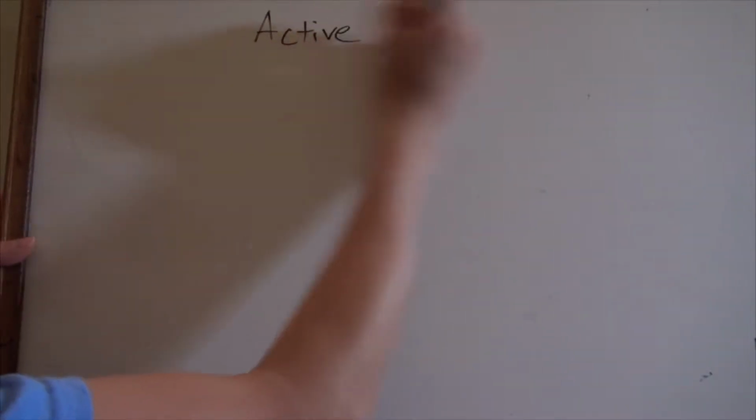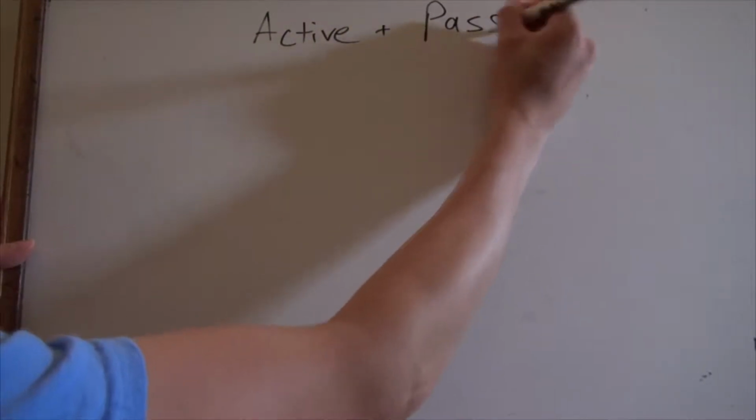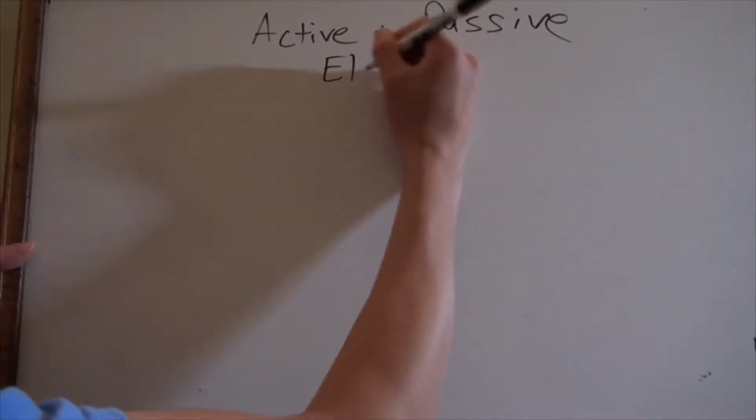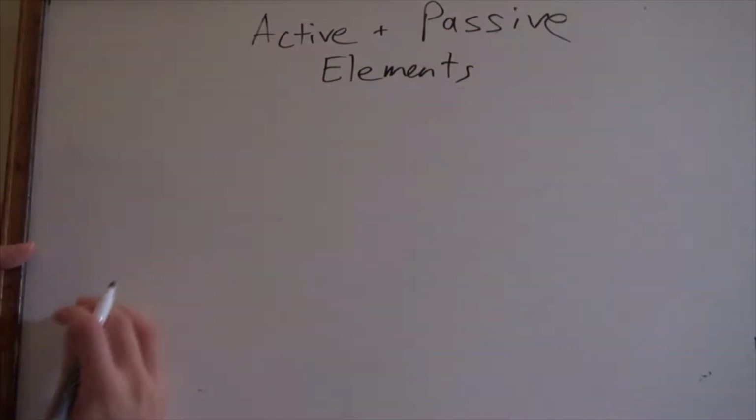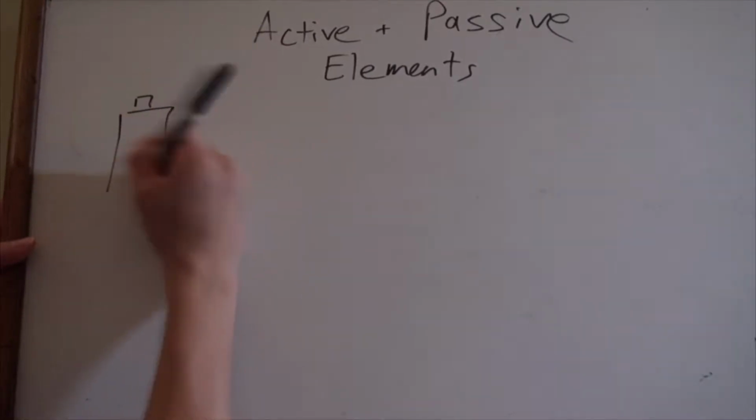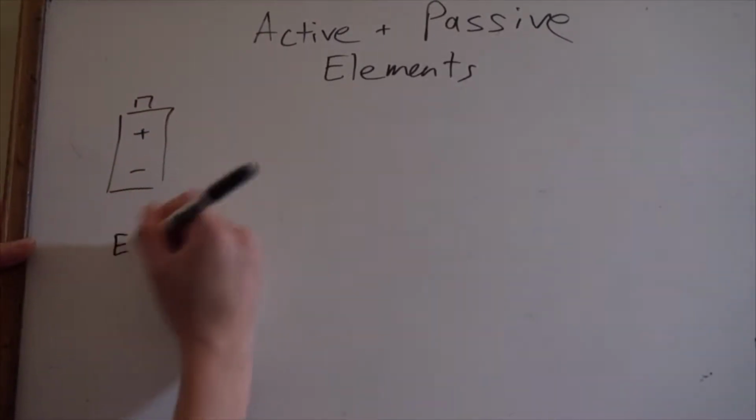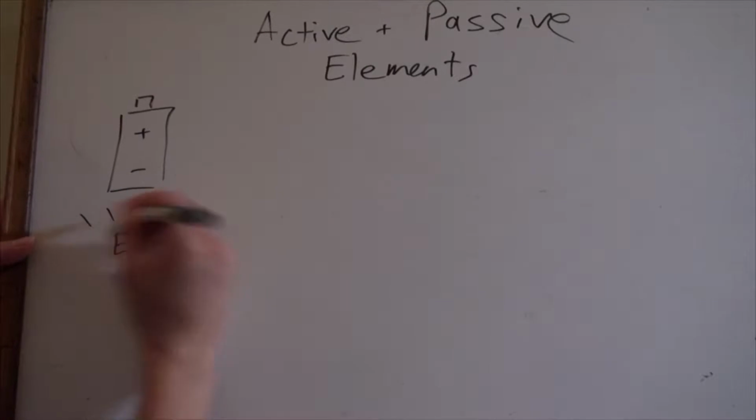So we now have our concepts of voltage, current, and resistance. But first, we need to make a distinction between different components that will appear within our circuits. We can loosely define them into two categories: active and passive elements.